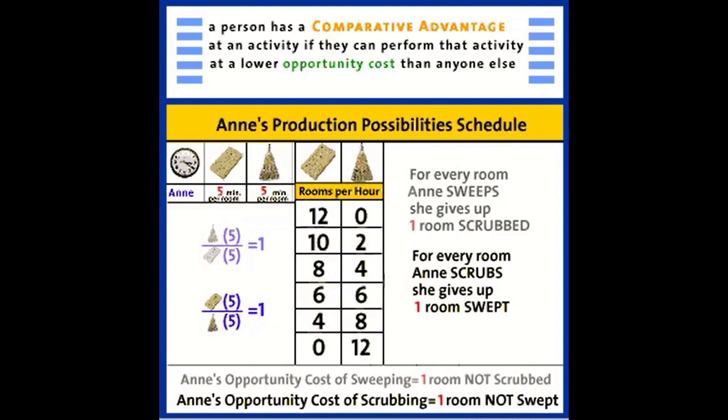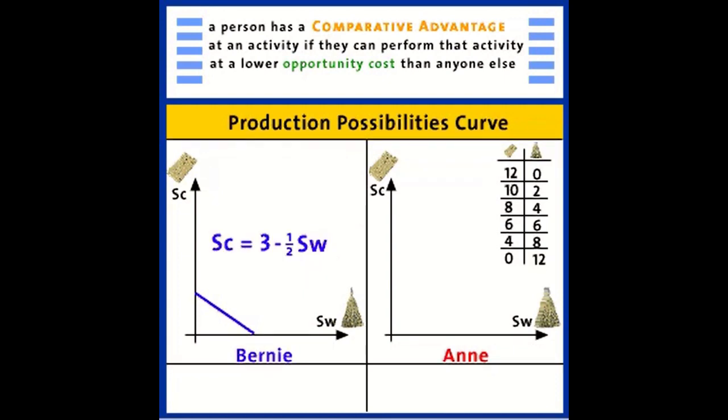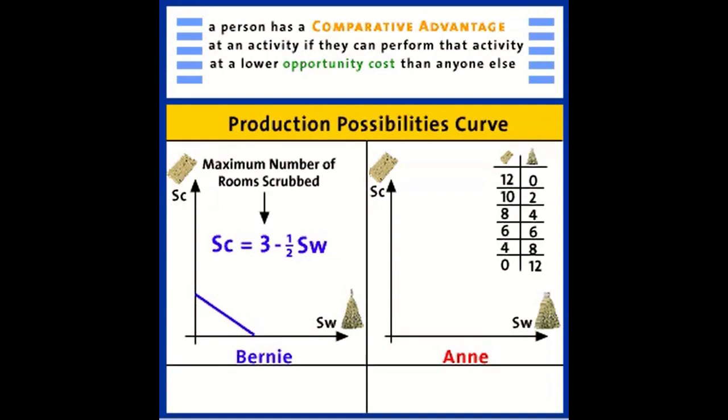Well, over here I've got Bernie's production possibilities frontier that we drew in the last set of lectures. And to remind us about Bernie's situation, we'll go ahead and put up his equation. Bernie's production possibility frontier is described by the following expression. The total number of rooms that Bernie can scrub is equal to 3, that is if he spends a whole hour scrubbing, minus 1/2, the opportunity cost, times the number of rooms that he sweeps. Each room that he sweeps is 10 minutes, and that means that he's giving up 10 divided by 20, or 1/2 of a room worth of scrubbing.